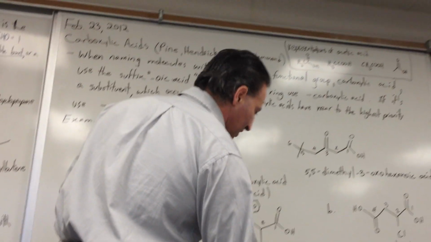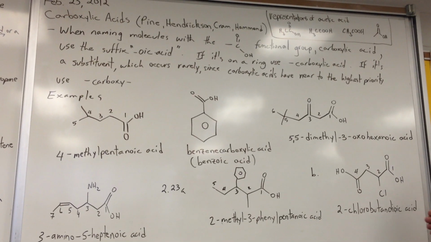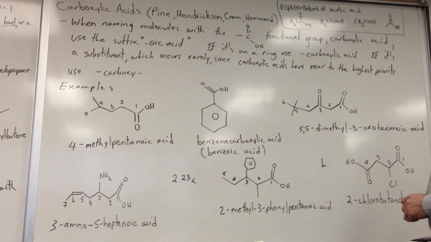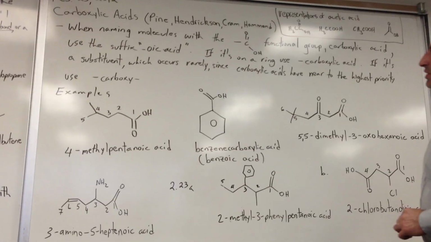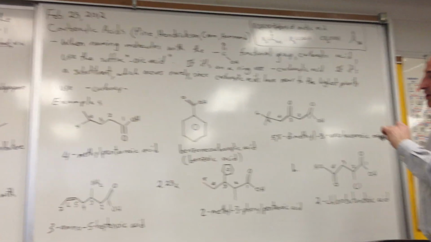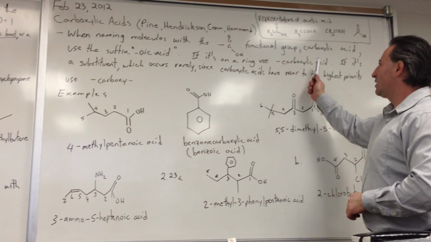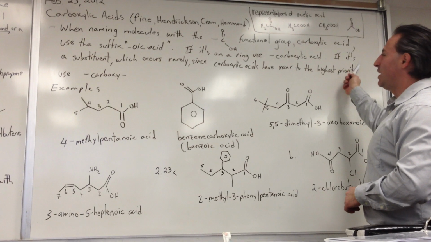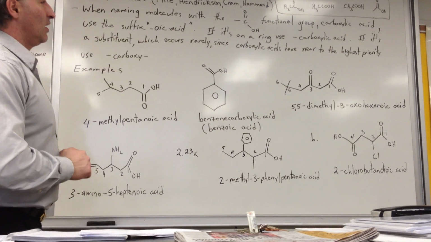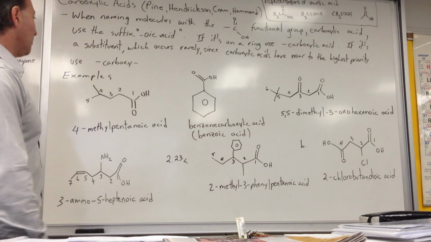Carboxylic acids. This section of the homework comes from Pine, Hendrickson, Cram, and Hammond, a very good textbook that I used when I was in college. The nomenclature of carboxylic acid groups is typically given the suffix oic acid. So whenever you have a carboxylic acid attached to a straight chain alkane, you end it with oic acid. If the carboxylic acid is on a ring, you say carboxylic acid at the end of the name. If the carboxylic acid is a substituent, which occurs fairly rarely, since carboxylic acids have near to the highest priority, then you use the prefix carboxy.